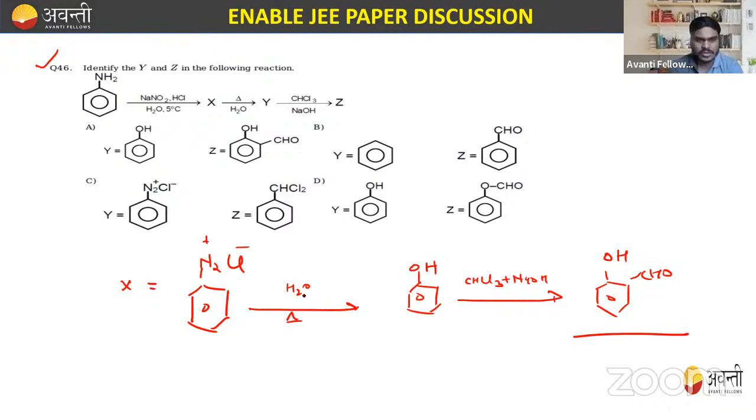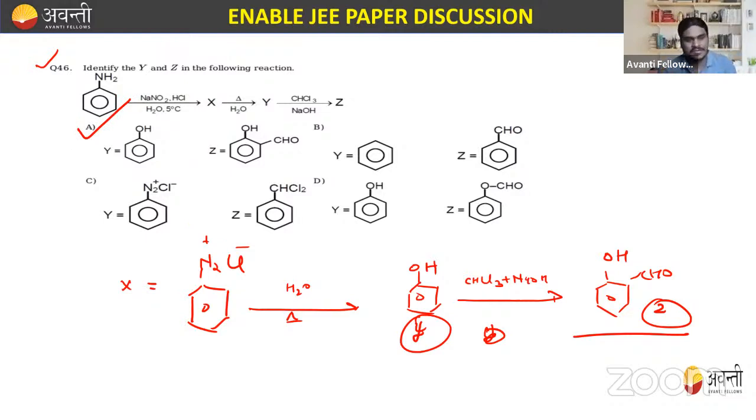So this is our X, right? So you have to calculate Y. This is Y, and this is Z. So Y is phenol and Z is salicylaldehyde. It means which option is correct? That is option number A. So option number A is the correct answer for this question.